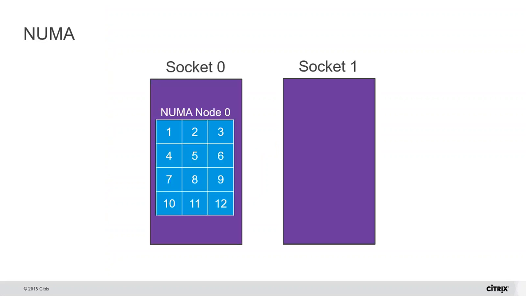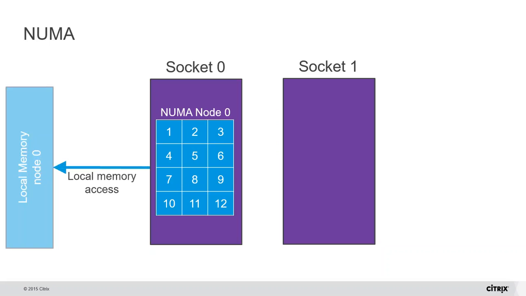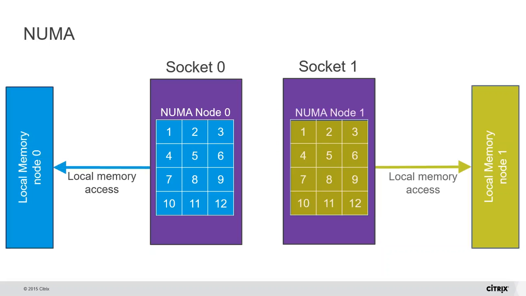So NUMA is essentially, if you look at a server, you're going to have so many sockets. You're going to call them how many processors you're going to have. Each processor is going to have so many cores. So you might have a dual processor 12-core server, and that's what this example is going to be. So we have two processors, each processor has 12 cores, so it's 24 cores total. And we're going to have so much RAM in the system.